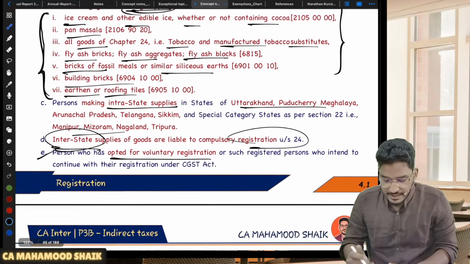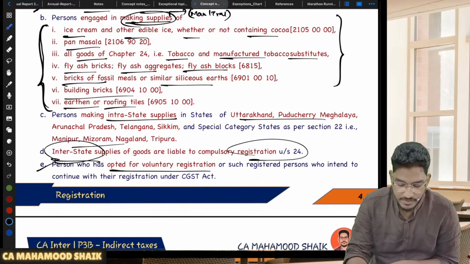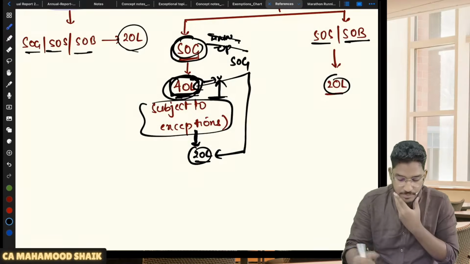Clear? So these are the exceptions where a person can't enjoy the enhanced threshold limit of 40. So this is one point which I wanted to say here. Okay, now I am proceeding further.